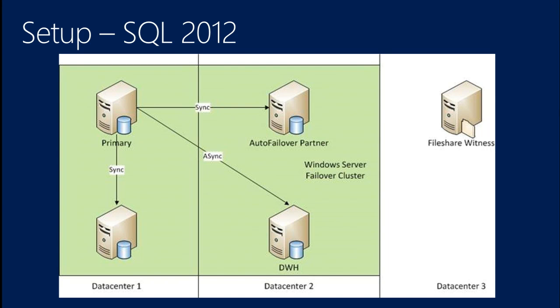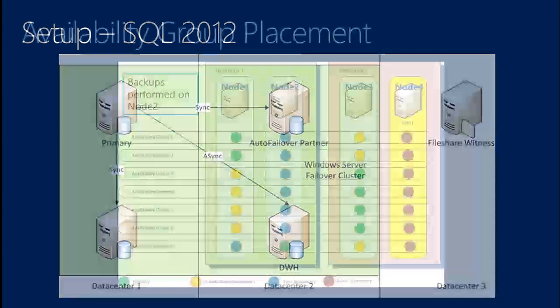Then we keep another async replica here for the data warehouse, which does read offloading. And we have a second sync replica, so just in case this one fails, that we can quickly reestablish an auto failover partner. This 4th replica is also used for backup offloading in most of the cases.